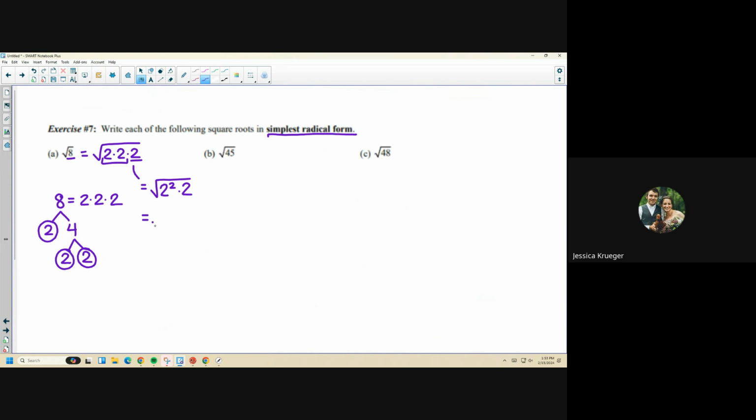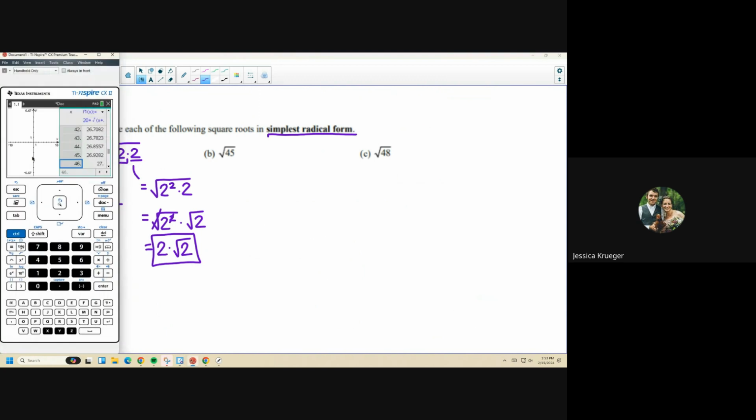Now I can break this apart. Square root of 2 squared times square root of 2. Square root of 2 squared, those go away, and I end up with just 2 times radical 2. And that is my answer.